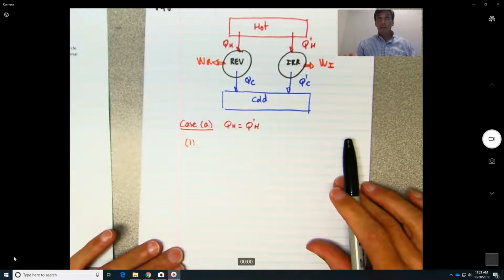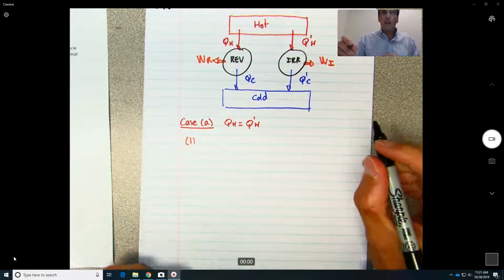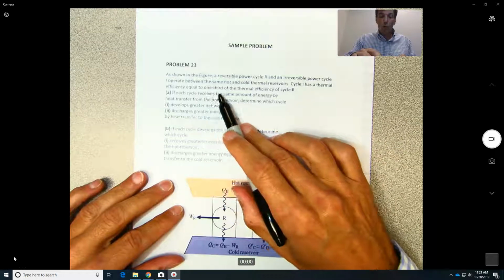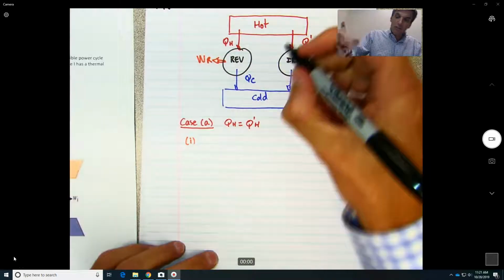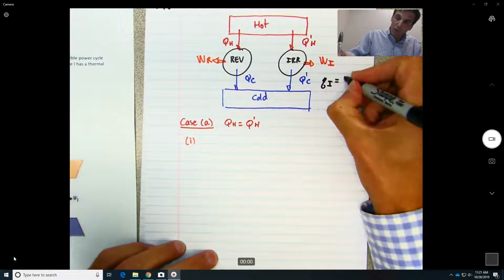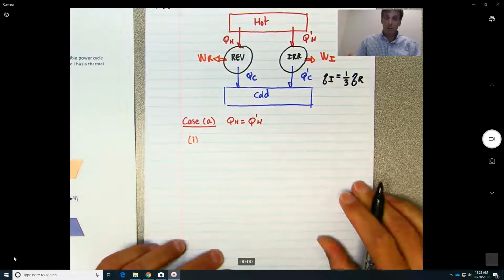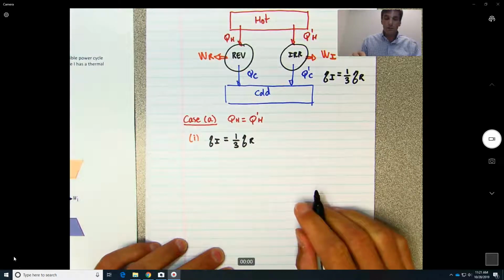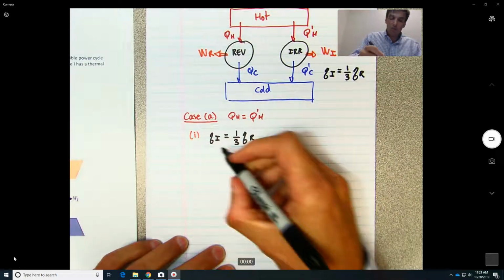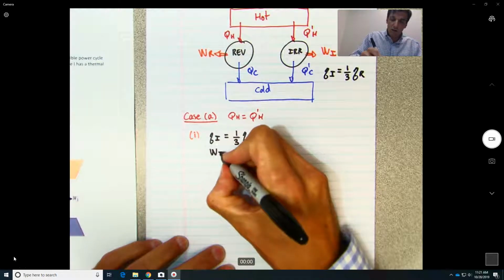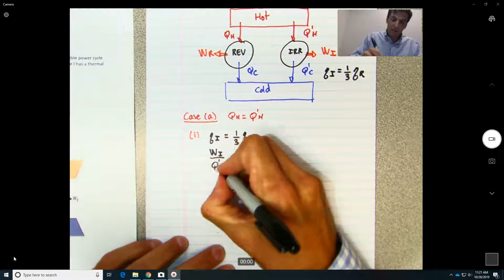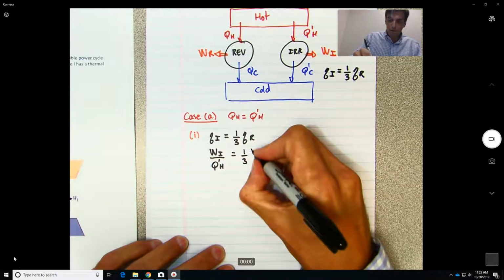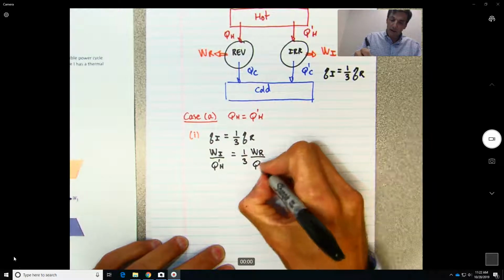Okay, so basically let's do the first one. So basically case A, and okay, one thing I forgot to add, the irreversible cycle has a thermal efficiency equal to 1/3 of the thermal efficiency of the reversible cycle. So we know that the efficiency of the irreversible equals 1/3 of the efficiency of the reversible. So maybe we can use that information here to solve for the first part. So by definition, what is efficiency? It is whatever we're trying to get out. So in this case we're trying to create power. What do we put in? Heat. So for the irreversible, that will be W prime over Q prime H, and for this one will be 1/3 of the work created by the reversible divided by Q hot.